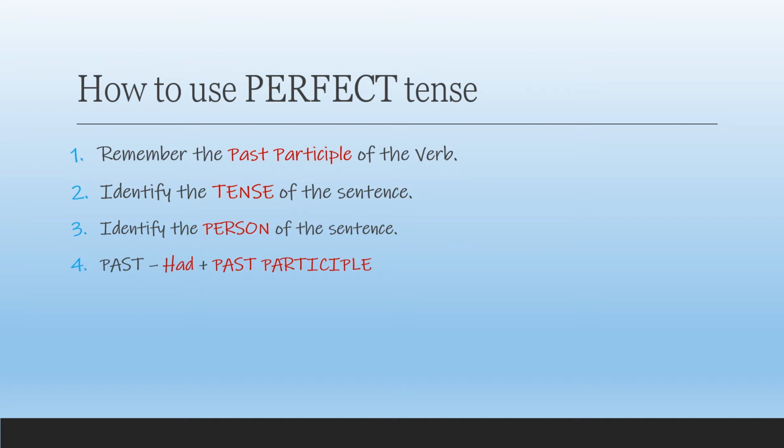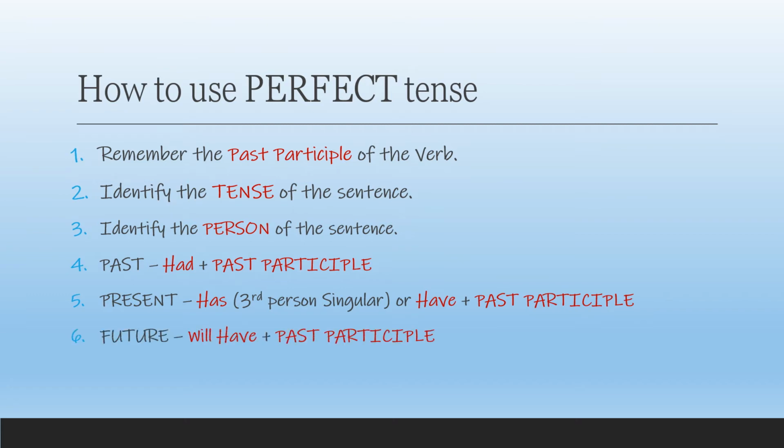Then how are we going to use the perfect tense? In the past, we have to use had, then the past participle of the verb. In the present tense, we will use has if it is third person singular or have if it is any other person. And then we will use the past participle. Finally, for the future, we will use will have, followed by the past participle. So this is the rule we will remember when we are changing a verb into its perfect tense.